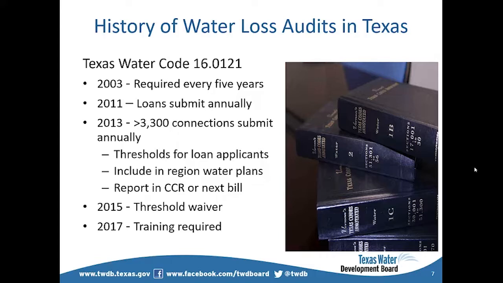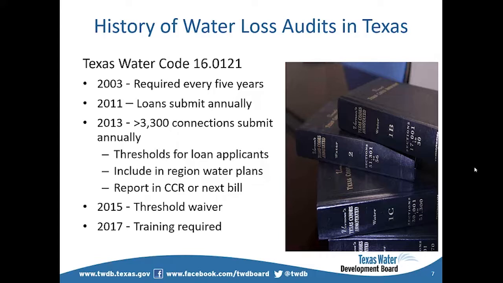They also required that the water loss audits be included in the regional water planning process. So we send this information, the water loss audits, every year to those 16 regional water planning groups, and they are required to use the information from the audits as part of their water management strategies. So this is an important part of this whole regional water planning process.